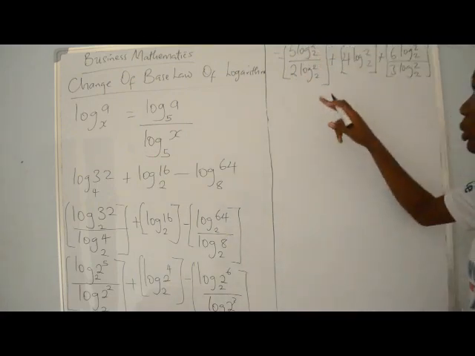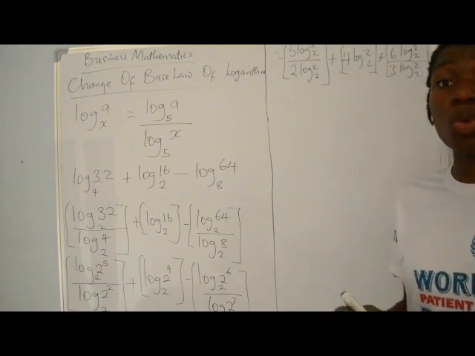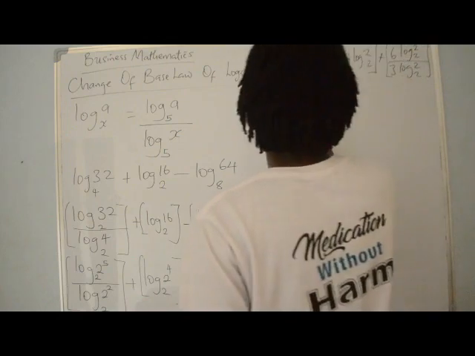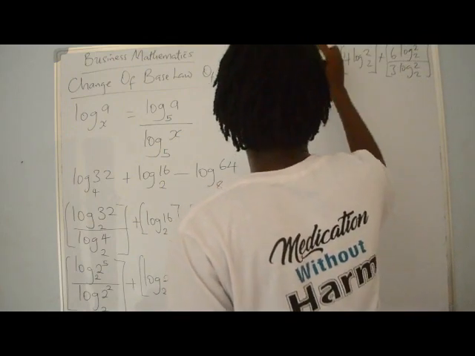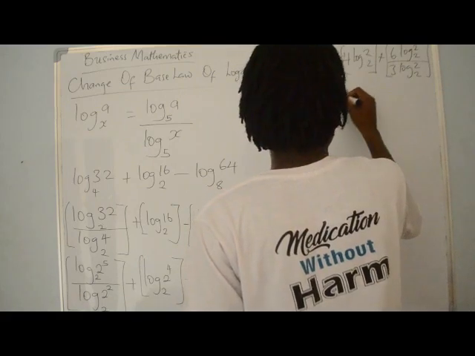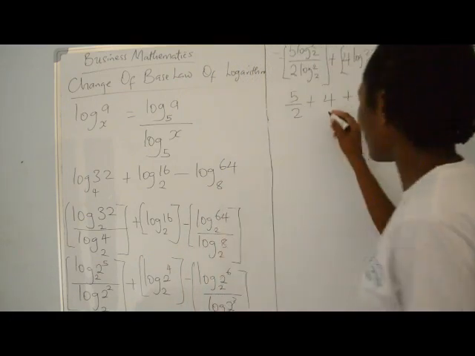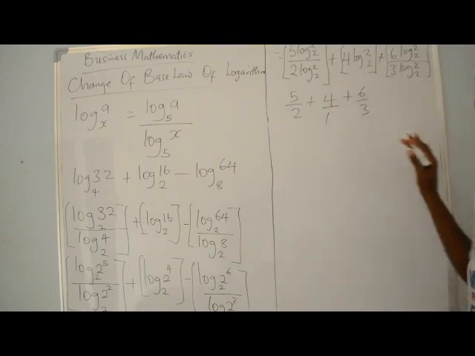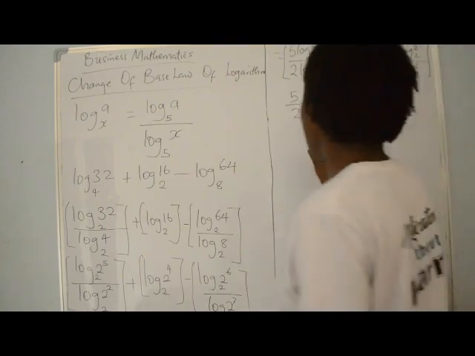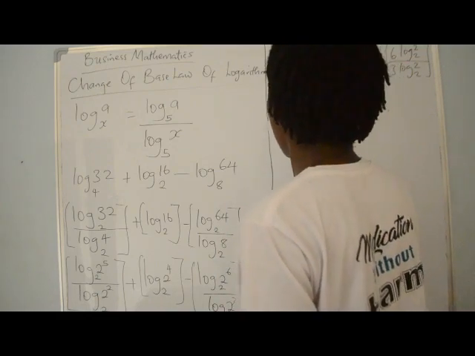Now we have log 2 base 2, and like we say, logarithm of the same base is equal to 1, so we'll be having 5 over 2 because this is all 1, and then plus 4, and then we have plus 6 over 3. Okay, now we can make this over 1 so that we can have a fraction. Then we can get our LCM, which is 6. Okay, and then we can work with this.